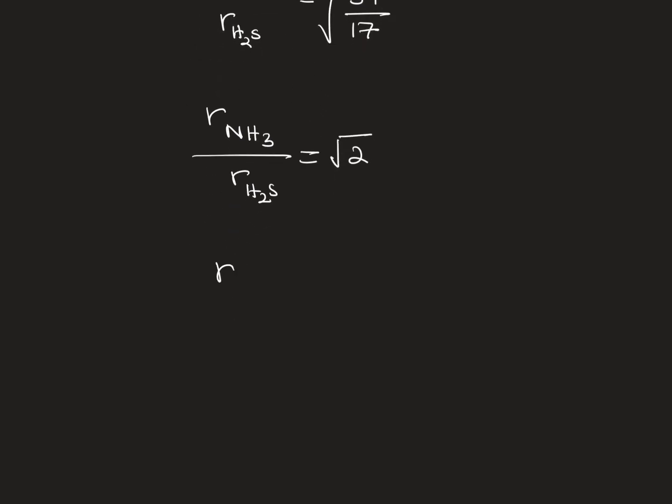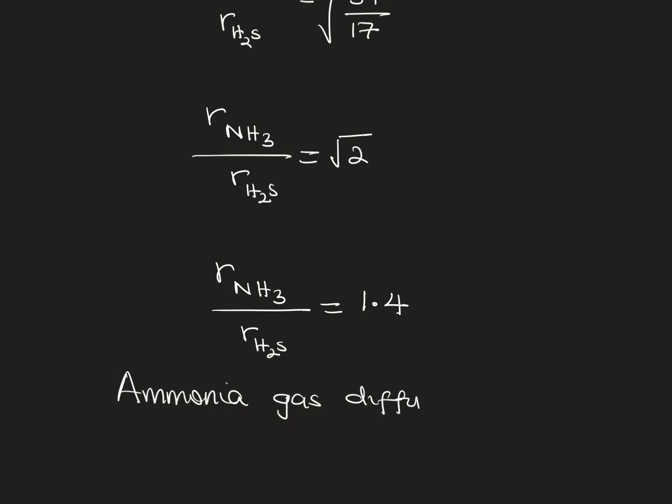That is, the rate of diffusion of ammonia gas all over the rate of diffusion of hydrogen sulfide is equal to 1.4. So because this is a ratio, it means that ammonia gas diffuses 1.4 times faster than hydrogen sulfide gas.